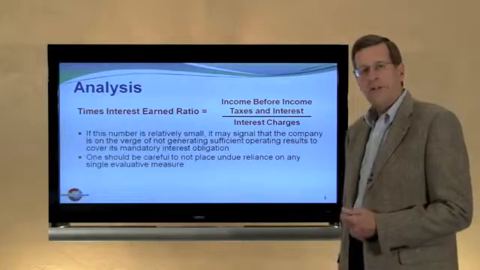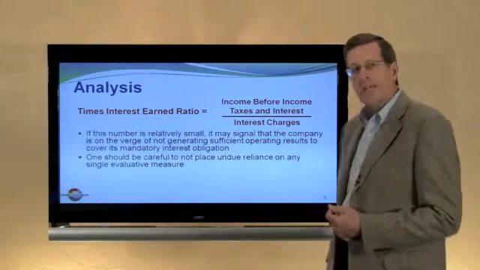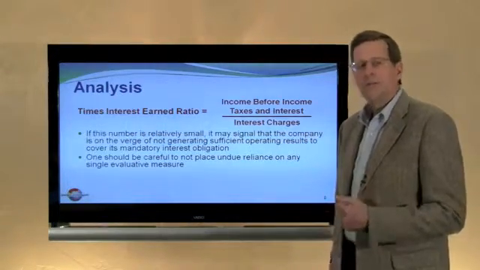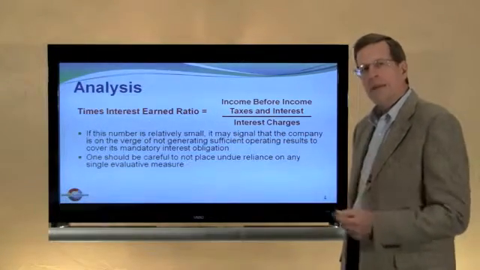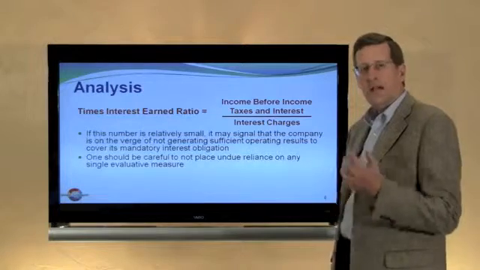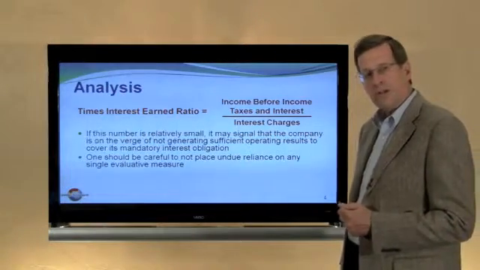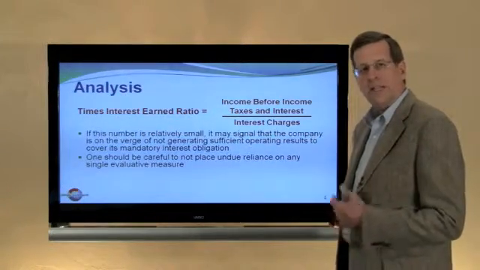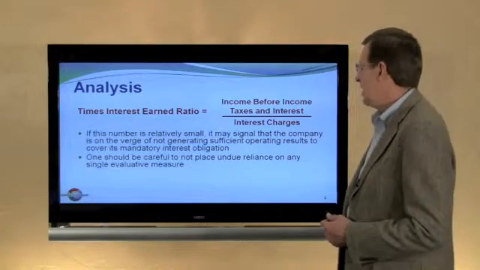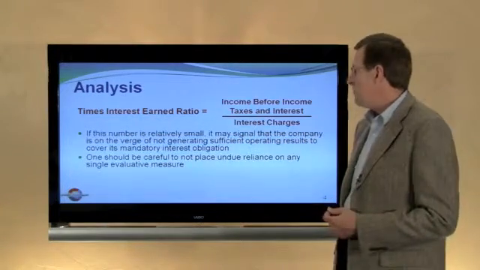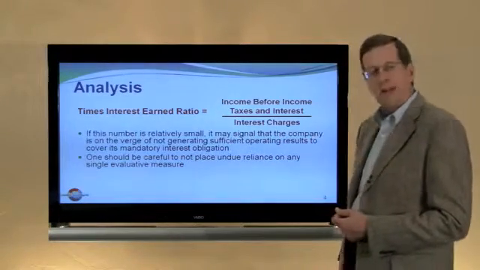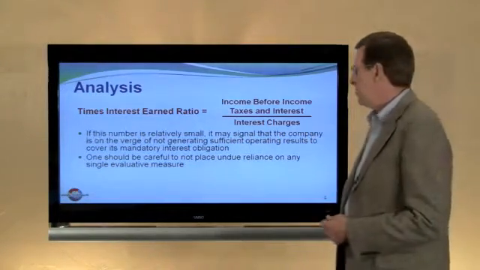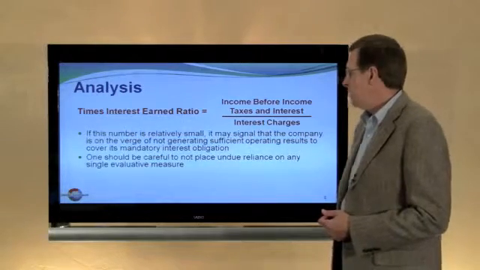Another related ratio is times interest earned. Here we're going to take income before interest and taxes and divide it by the interest charges. This is how many times a company is able to incur its interest cost. Obviously, if it's not able to cover interest cost, it can go in default on its debt and really lose the ability to continue to operate. If this number is relatively small, it could be a signal or a sign that the company is on the verge of not generating sufficient cash flows to cover its mandatory interest obligations.